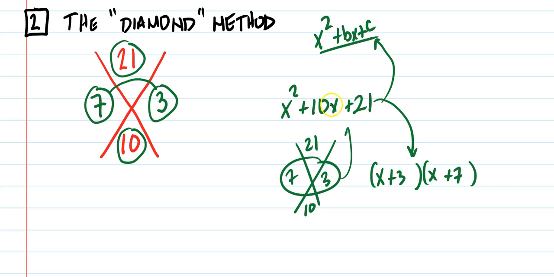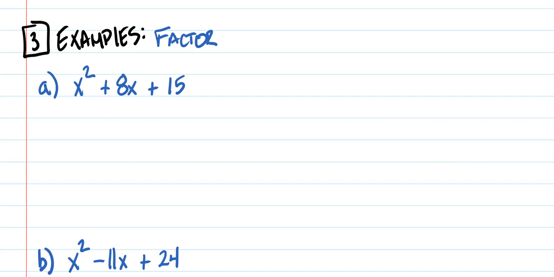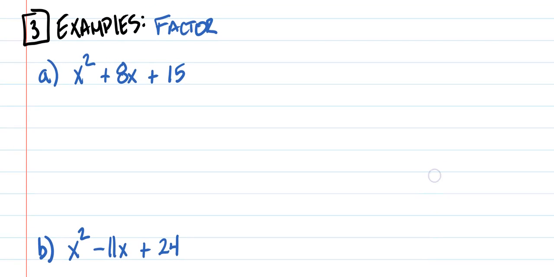So x plus 3 times x plus 7 would be the factored form. Okay, box number 3, I have 4 examples here for you, and we'll start off with the first one. It says x squared plus 8x plus 15, so I'm noticing that it's in the form of x squared plus bx plus c, so I can go ahead and create my diamond method. 15 goes in the top, 8 goes in the bottom.